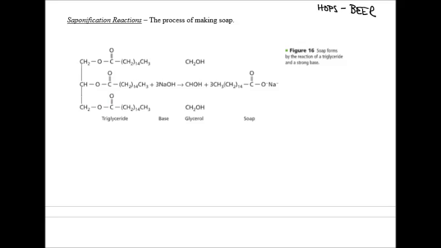The next reaction is called saponification. We really don't need to know a lot from this, but the first 4 letters tell you what's happening. It is the process of making soap. So here we have molecules that we really don't have to put any time into. The important thing is that these large molecules react with a base, which is sodium hydroxide, and they will form glycerol, and soap.